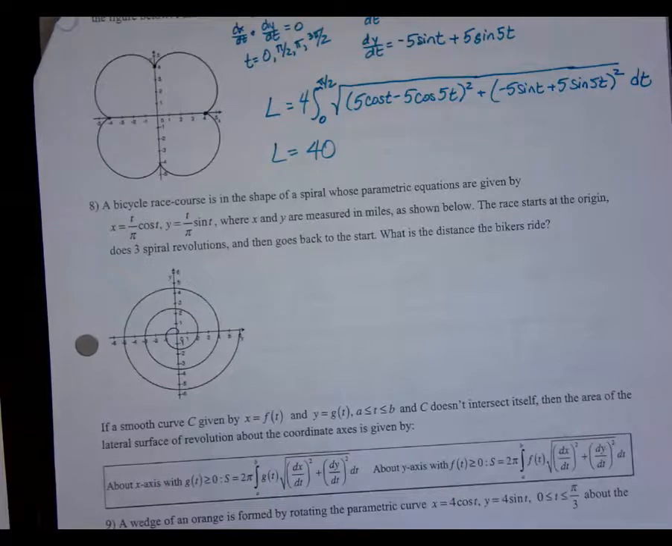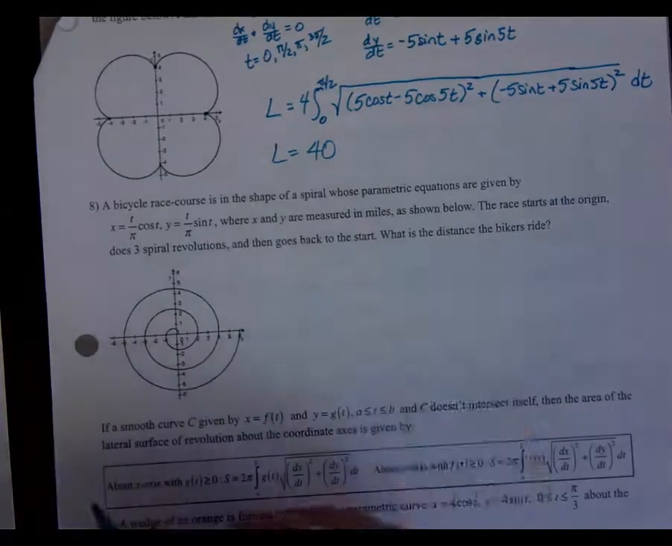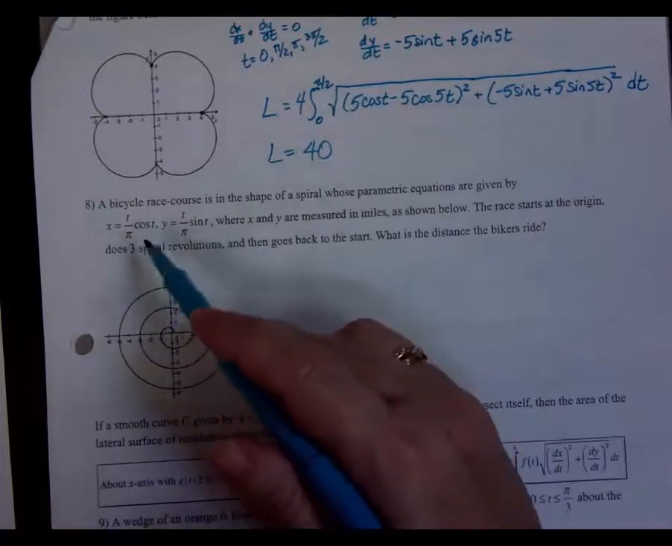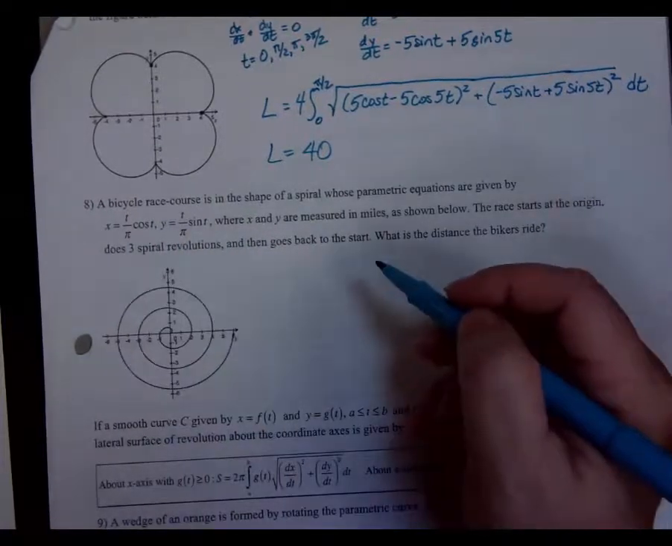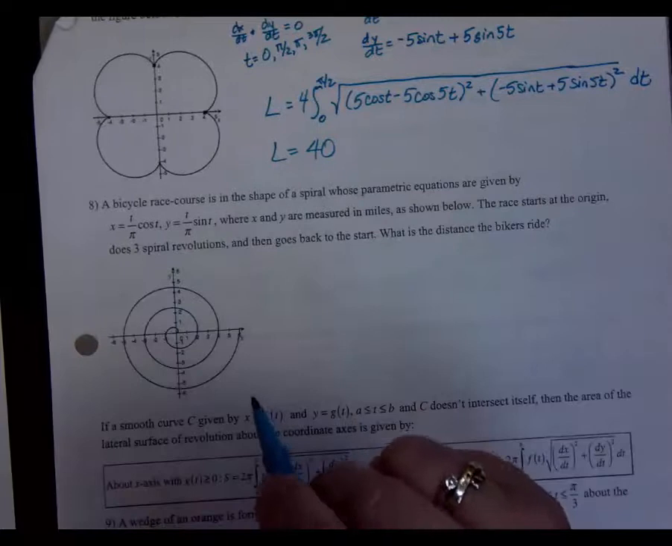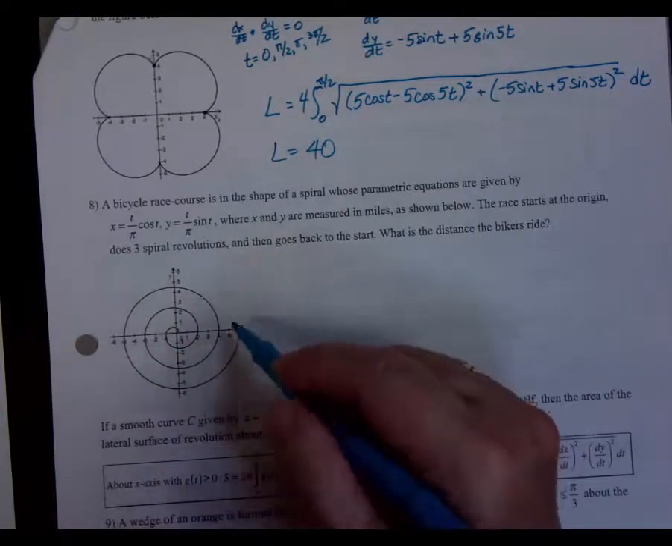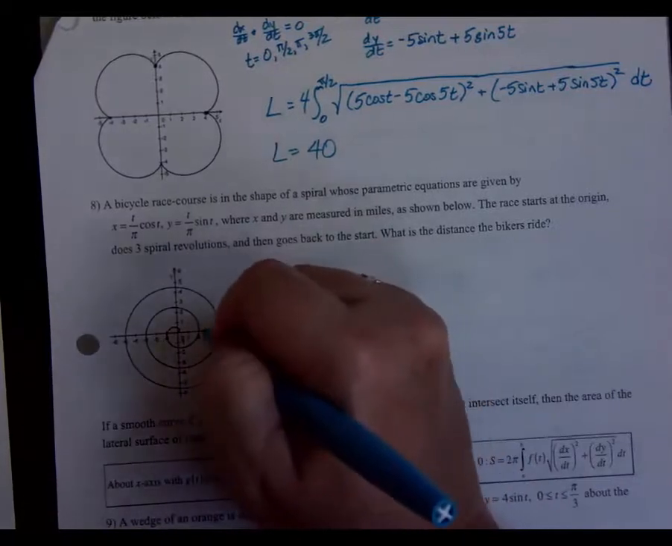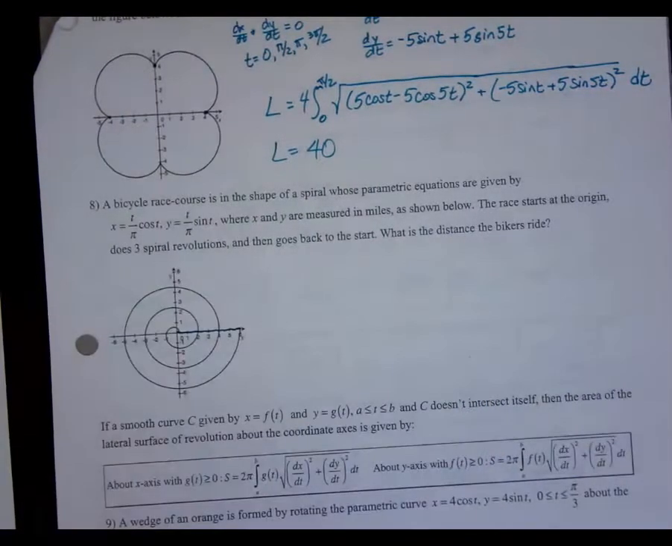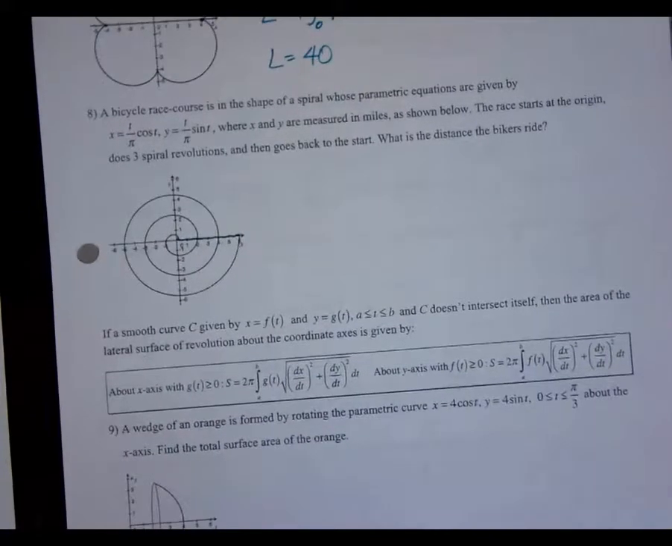Okay, the last question we're going to do is number 8. Number 8 says a bicycle race course is in the shape of a spiral whose parametric equations are given by these equations right here, where x and y are measured in miles as shown below. The race starts at the origin, does 3 spiral revolutions, and then goes back to the start. So there's another piece that we're going to measure going that way. We have to go back to where we started. What's the distance the bikers ride? How long of a bike race is this? That doesn't look like a fun racetrack to me, but that's okay.